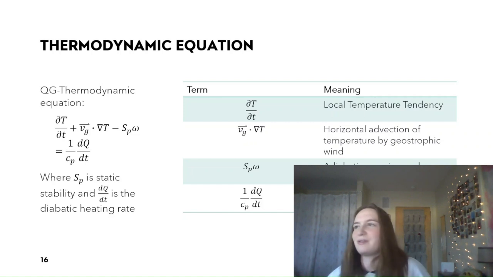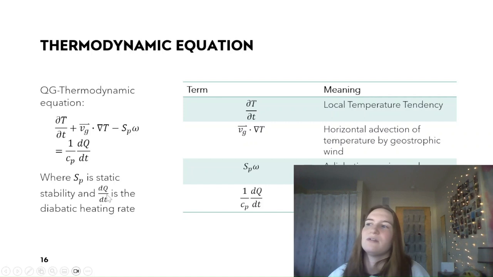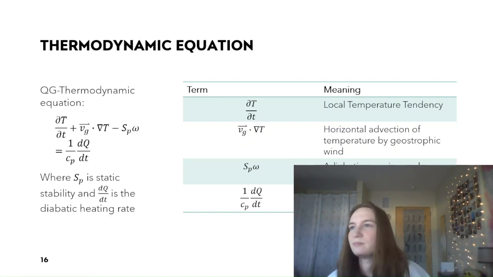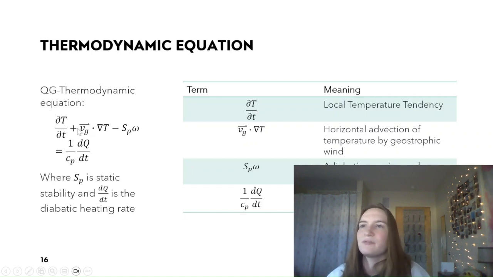Thermodynamic equation. Here, S_p is our static stability, and dQ/dt is the diabatic heating rate. So here are all of our terms. We have our local temperature tendency. T here is temperature. How is that changing in time if we're at the same spot, not going with the flow? Then we have this horizontal advection of temperature by the geostrophic wind. So here's the temperature, and here is the geostrophic wind. You'll notice that G subscript. Then we have our adiabatic warming and cooling.